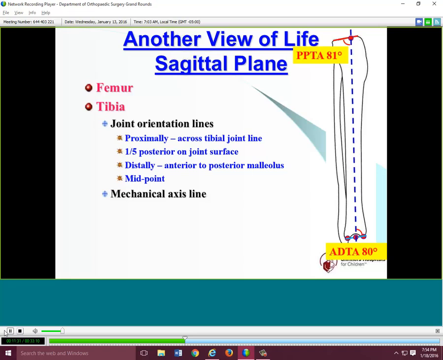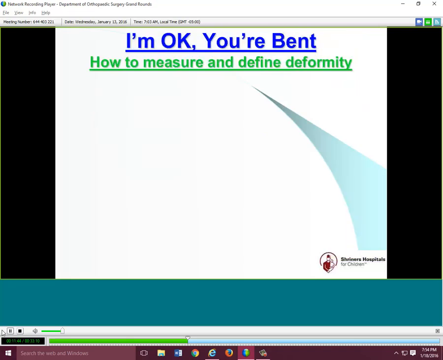So it doesn't look like it's a whole lot when you look at an x-ray. I've seen children with anterior distal tibial angles that are about 90 degrees, and that kind of passes by most people, but you'll notice that clinically that they can't get their ankle up very high. So it's an important angle to have. All right, so how do we now measure and define deformity?